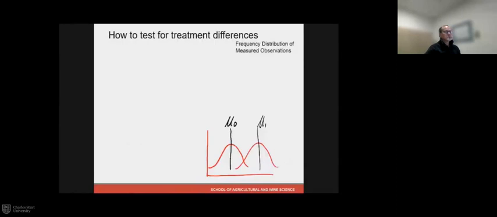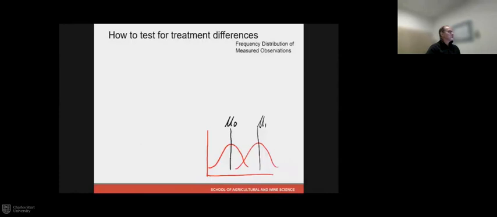When we're looking at differences based on treatments, we're looking at means. And these are population means or sample means. They do have different meanings. I'm just going to use them interchangeably for now. In the context of SCI101, let's just say sample mean. So we have these two sample means.